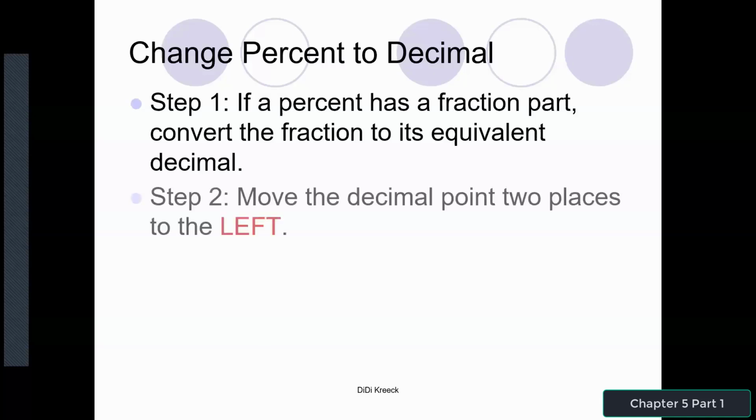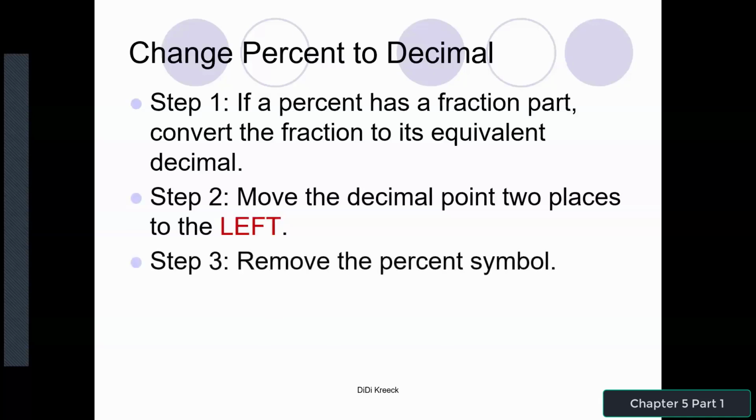So there are steps to follow. Number 1, if percent has a fraction part, then we will need to convert that fraction into its equivalent decimal. So that's step number 1. If there's no fraction in percent, then we can move directly to step number 2. Step number 2 will be moving the decimal point 2 places to the left when we are converting percent into decimal, and then removing the percent symbol.